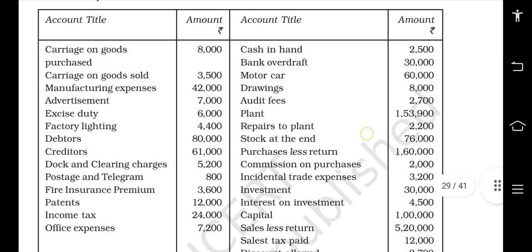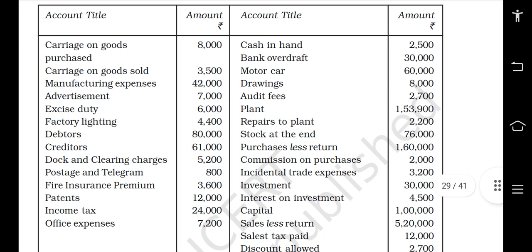Here we spend some money on carriage at purchasing time. That means before the goods manufacturing we are spending this money, that's why it is a direct expense. So we have to post this amount in the trading account.